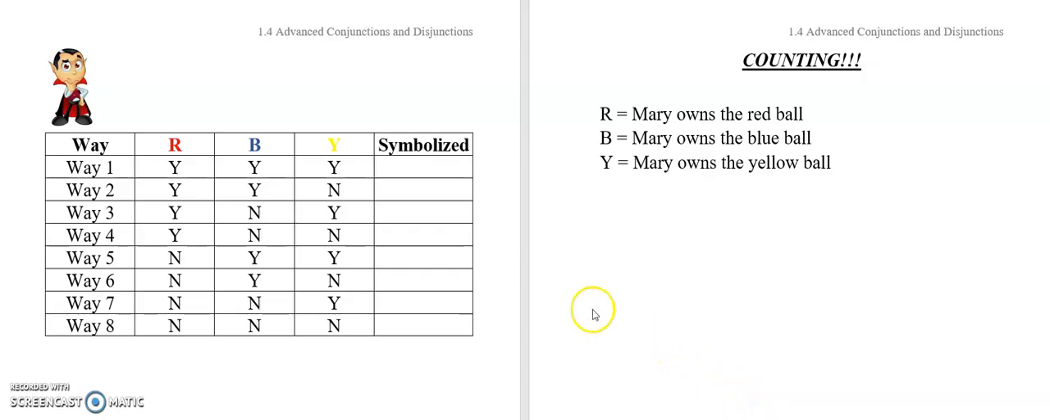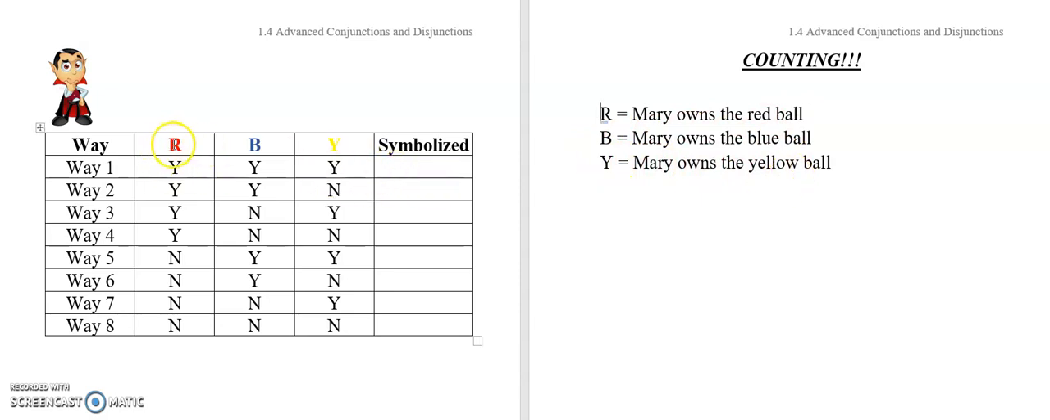Okay, so hopefully you've had a chance to think about it. It turns out there are 8 logically possible ways, and I've illustrated them this way. This is R for the red ball, B for the blue ball, and Y for the yellow ball. These Y's here are yes and no's, so don't confuse those. This is the yellow ball. So R is going to be our propositional constant for Mary owns the red ball, B for she owns the blue ball, and Y for she owns the yellow ball.